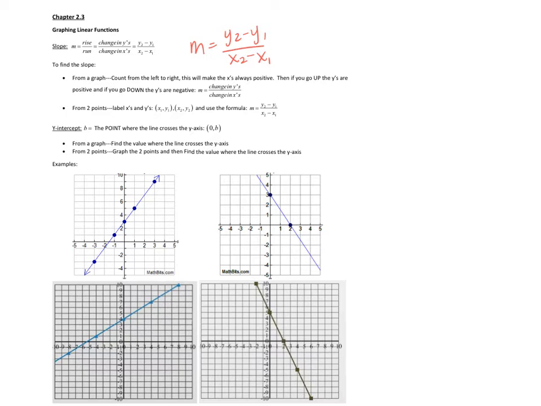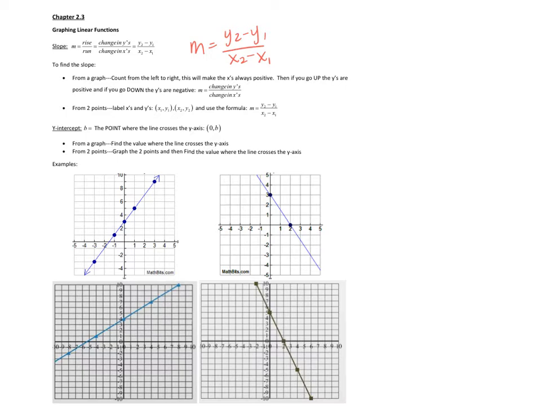One thing to remember about a slope is that it is a constant rate of change. So that number is not going to change. No matter which points you pick on the line, it should always simplify down to the same exact fraction or ratio. Okay, so to find the slope, if we're looking at a graph, you can simply count.